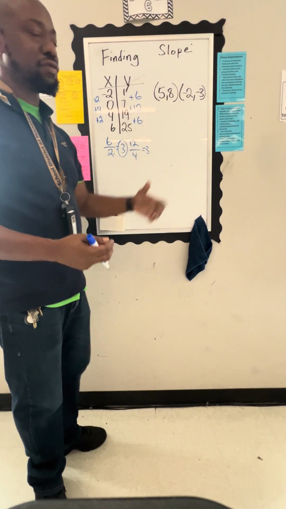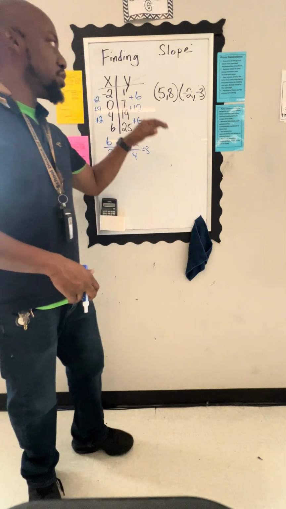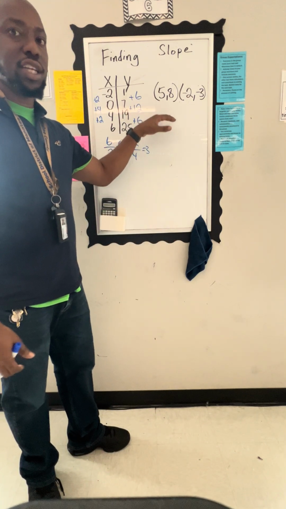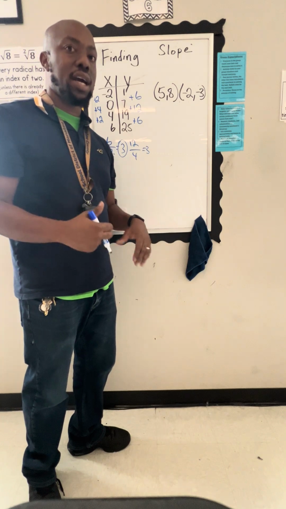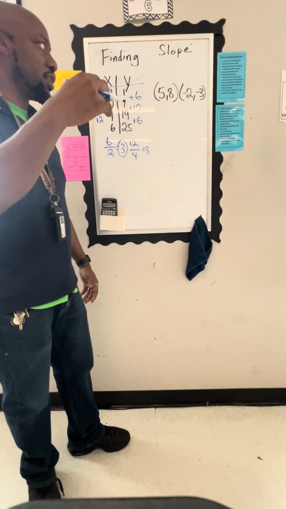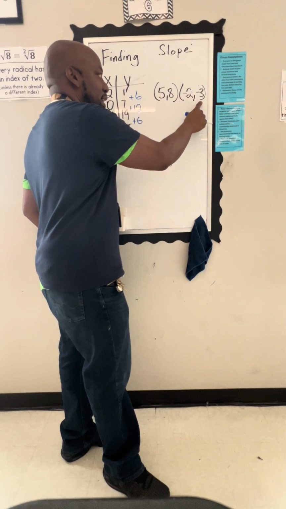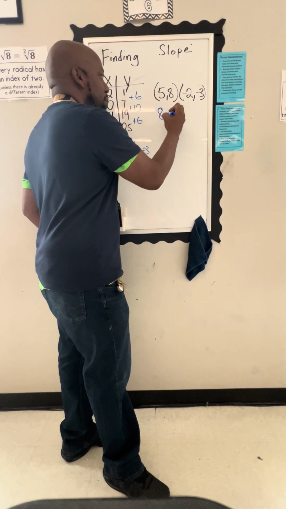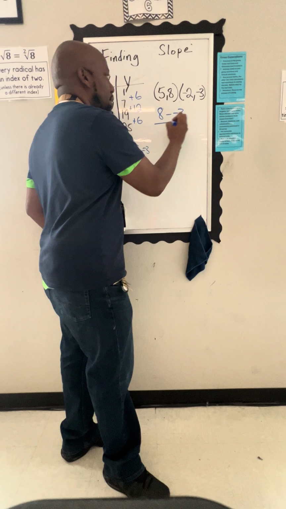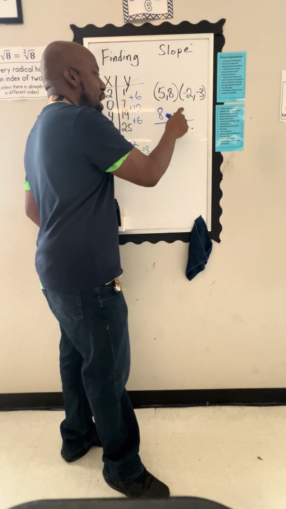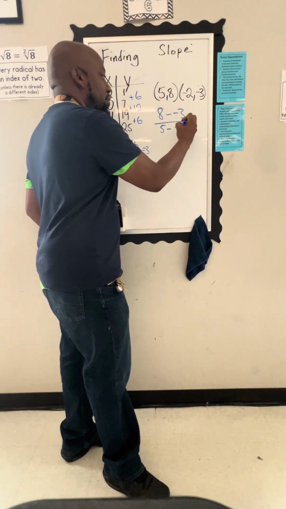From 2 points, it's really the same concept. You want your change in your y over your change in x. Again, that means your change in y goes on top. That's your numerator. All right, let's start with here. We have 8 minus -3, and then we have 5 minus -2.